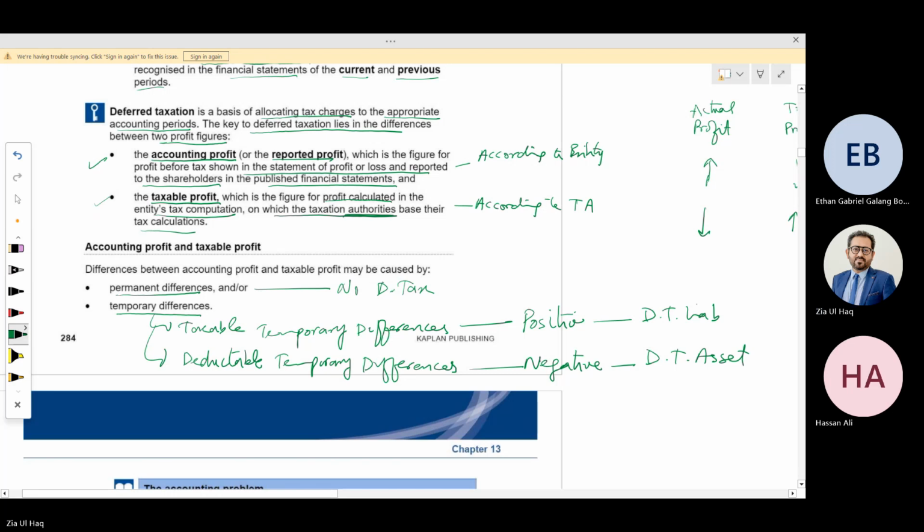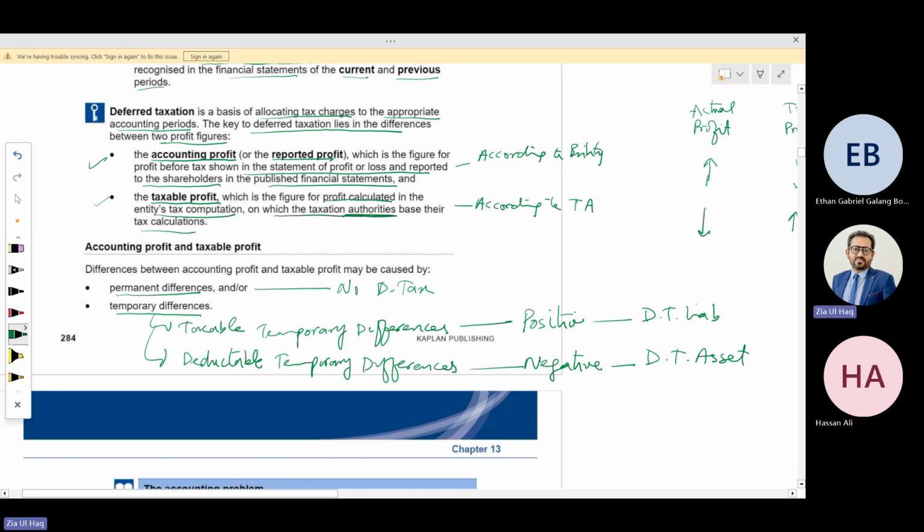How are we going to study it? Deferred tax arises due to temporary differences. Temporary differences mean this expenditure will be either more or less in future. Permanent differences, this expenditure will not be included in future. So deferred tax arises due to temporary differences. Taxable temporary differences mean a positive figure, and how it will be calculated we are going to study now. Deductible temporary differences mean a negative figure, and how we calculate it we will study now. In case of a positive figure, we will call it a taxable temporary difference and a deferred tax liability. And if the figure is negative, we'll call it a deductible temporary difference and a deferred tax asset.